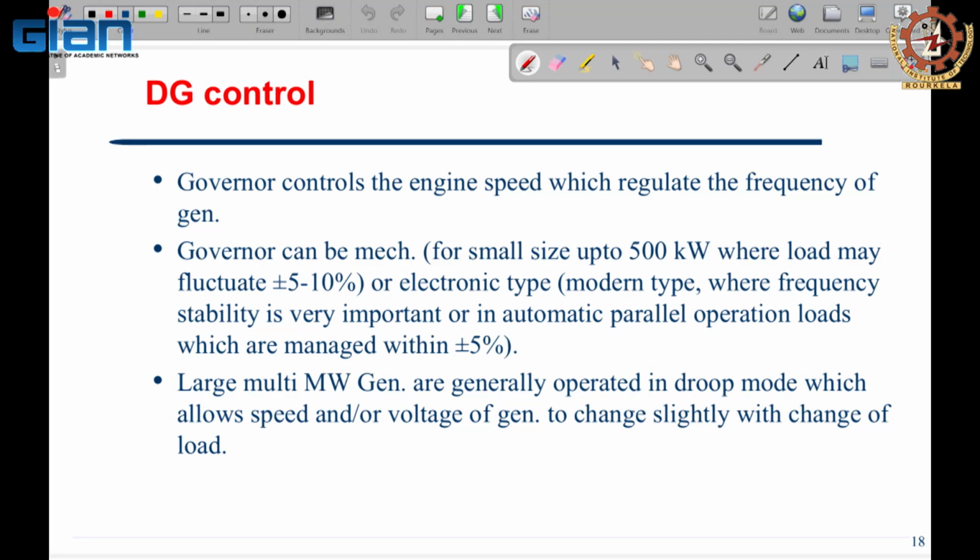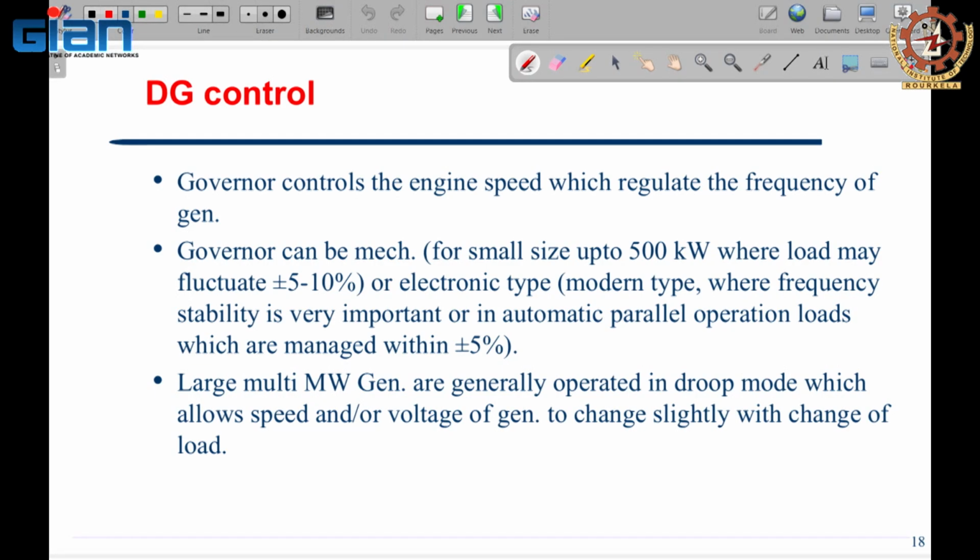Now what sort of governor control do you have for the engine speed? This governor control is very important, which will basically regulate the frequency. Through the governor control, you can control the fuel input to the engine. Accordingly, whether you have a higher load or less load on the generator, you will vary the fuel input. So this governor will control the fuel input to the generator.